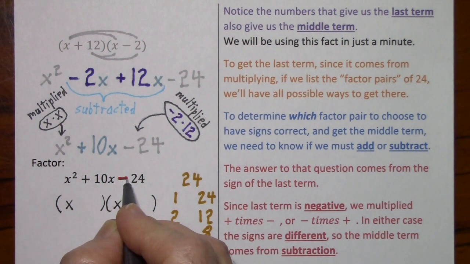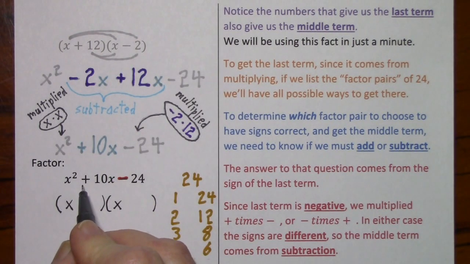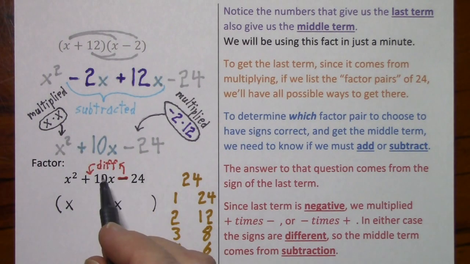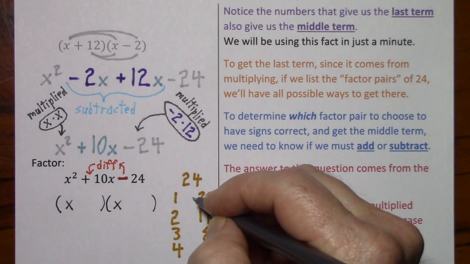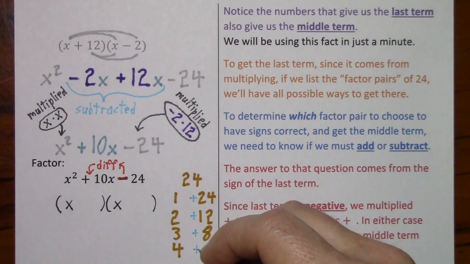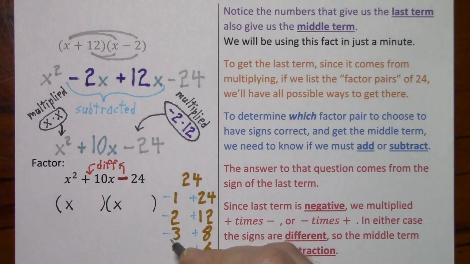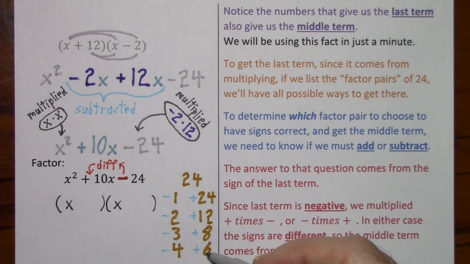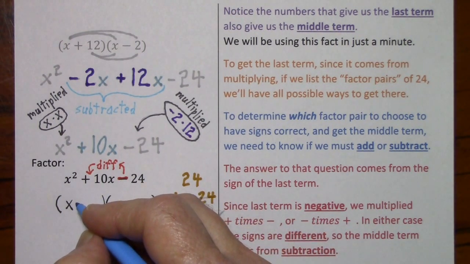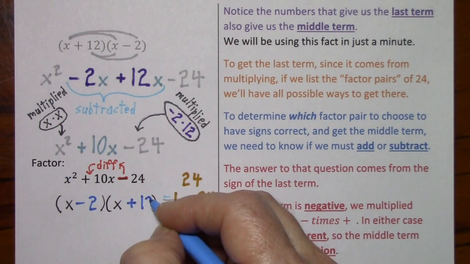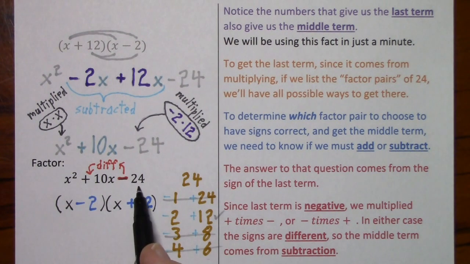That is, if this last term is negative, we'll be looking for a difference of positive 10. So if we're looking for a difference, that is, we're going to subtract and end up with a positive number. Looking at all these possibilities, it must be that the larger number is positive, the smaller number is negative. So which factor pair will give us the positive 10? That won't work. This one will. This one will not, and this factor pair would not work. Once you select the correct factor pair, you merely plug it in. This is the factored form of our original trinomial.